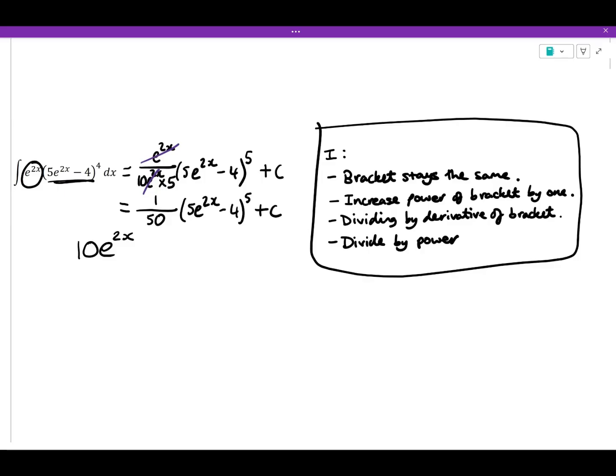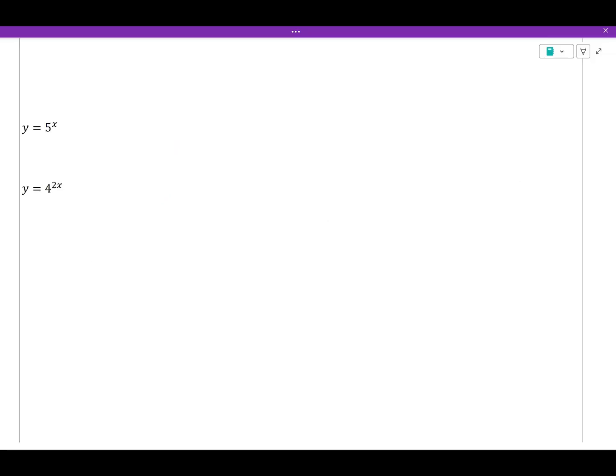Now let's consider when the base of our exponential is not e. So we've now got some equations where the base is no longer e. It's some other number. We've got 5 in the first one, we've got 4 in the second one. However, before we get onto integration, we need to just consider differentiation. After all, integration is the inverse process. So let's just remind ourselves of some derivatives you should know.